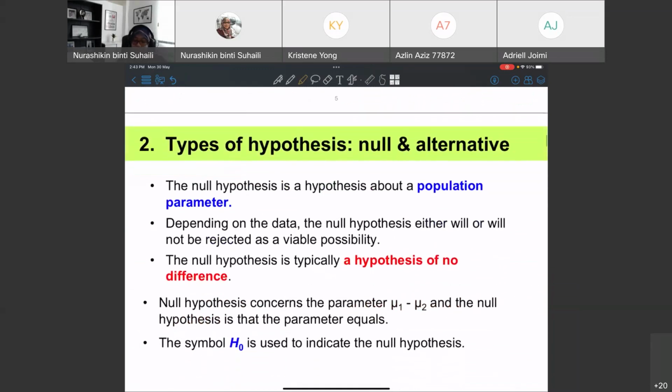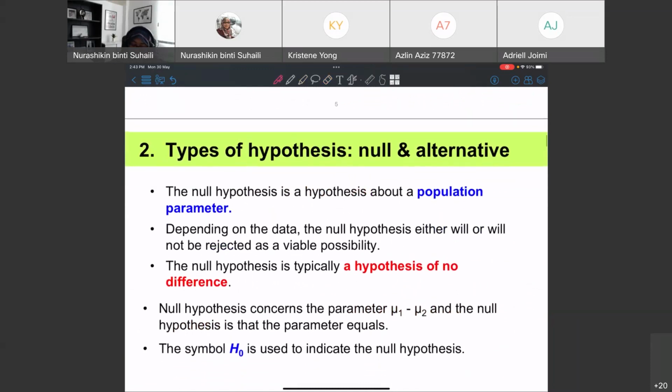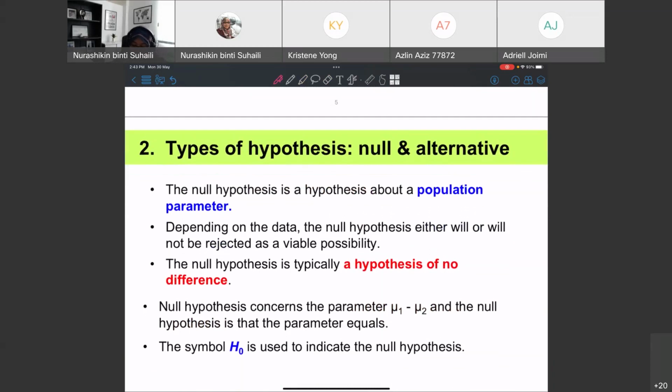All right, so types of hypotheses. As I said, there are two general types of hypotheses. It's called null hypothesis and alternative hypothesis. Now this one, the symbol is H naught. The subscript 0 is called naught. It actually means something that denotes the initial condition.